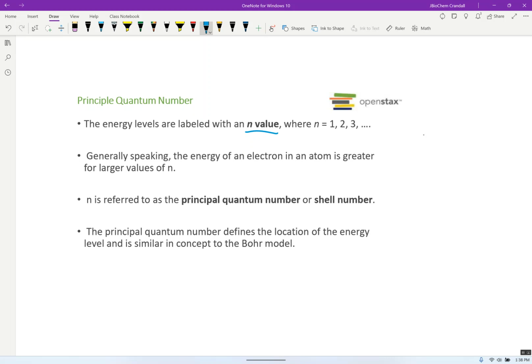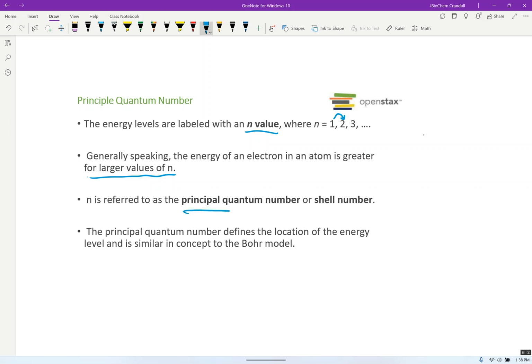Now, the energy levels are labeled with n values, right? n equals 1, 2, 3, 4, 5, 6, all the way up to 7. We don't have any energy levels on the periodic table past 7, so we don't need to worry about energy levels 8 or higher. Generally speaking, the energy of an electron in an atom is greater for larger values of n. So the energy of 2 is higher than the energy of 1.